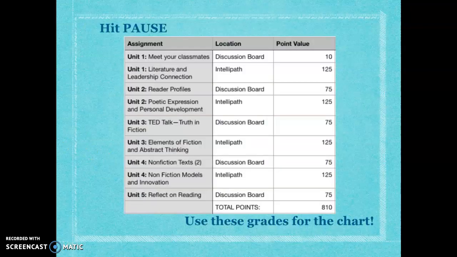So first of all, I want you to have this. When you're looking at this video, you may want to hit pause and use these grades for the chart that you create. I'm giving you all of the information, but you probably just need the point value. So here I have the assignment, the location so that you know whether it's a discussion board or IntelliPath, and then over here the point value. So you're going to be using points to calculate your grade. This is the total number of points available at the end of our course that are fully available by Unit 5. So if you need to pause that, go ahead and look at it.